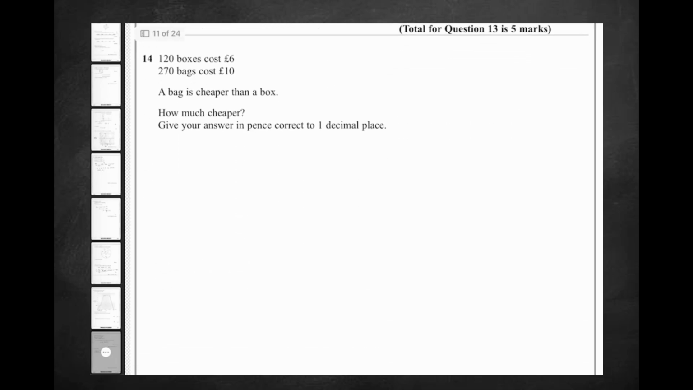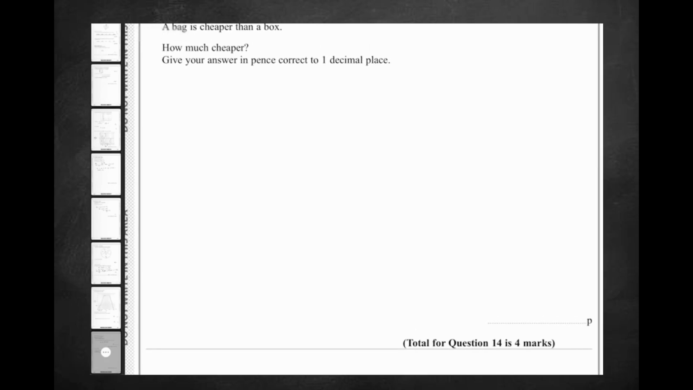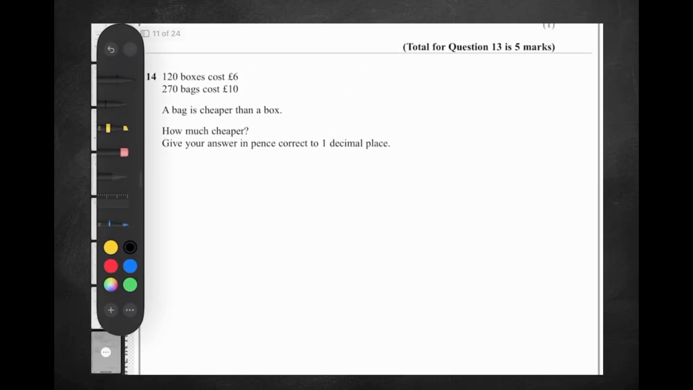Question 14. 120 boxes cost £6. 270 bags cost £10. A bag is cheaper than a box. How much cheaper? Give your answer in pence, correct to 1 decimal place. So 120 boxes, £6. Therefore, 1 box equals £6 divided by 120. Do that on my calculator. 6 divided by 120 is 0.05 pounds, which is 5p.